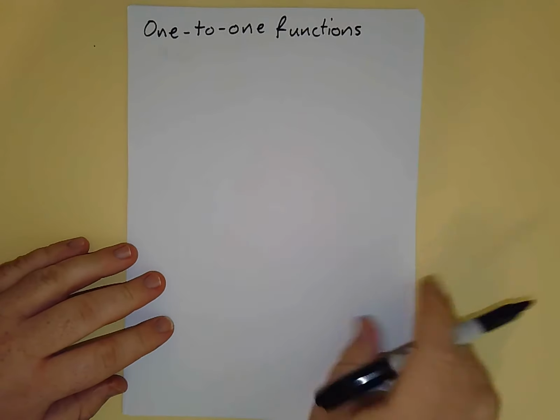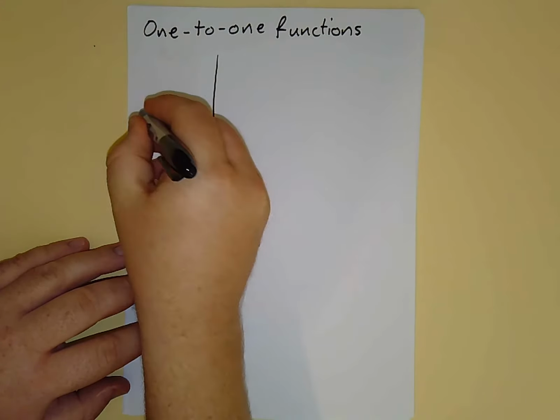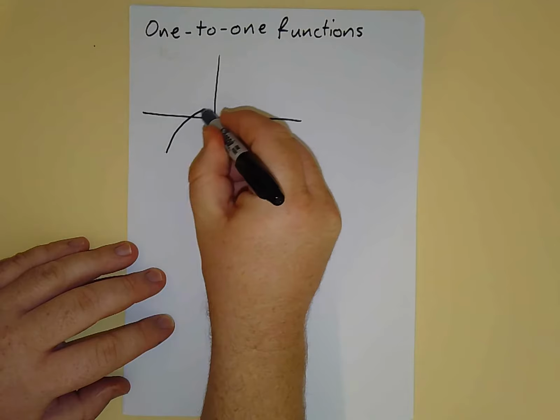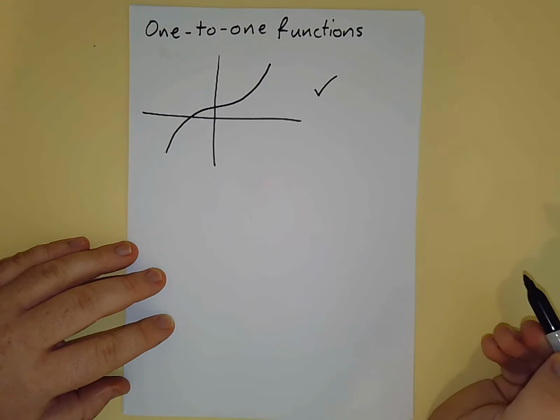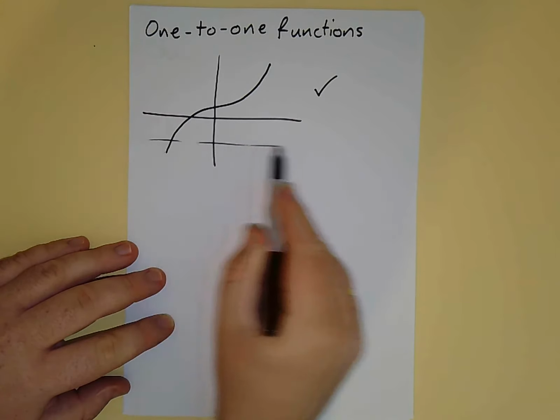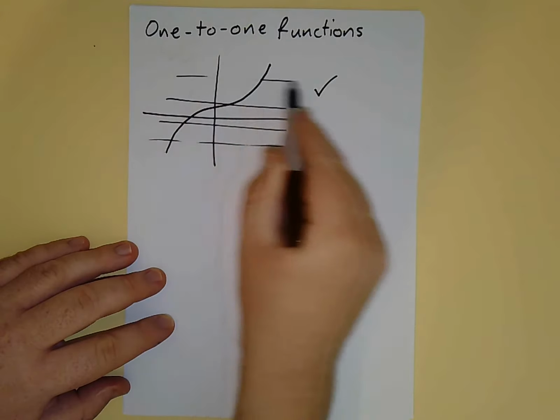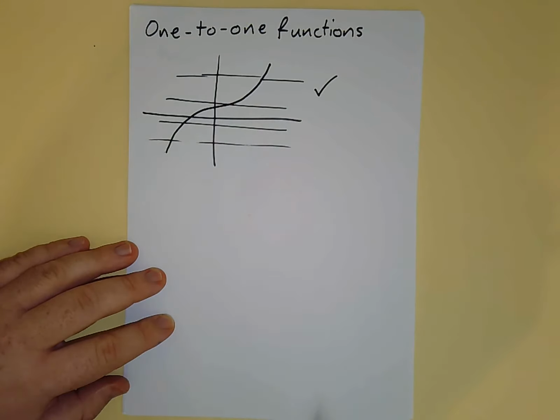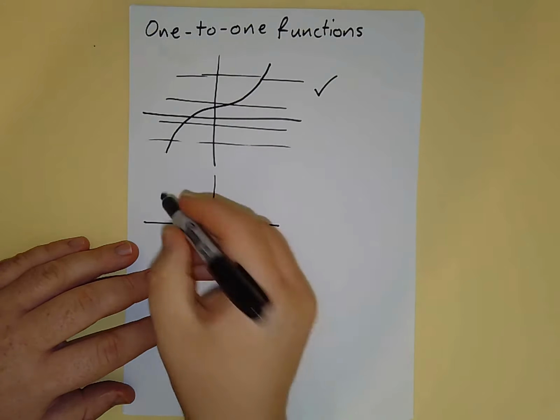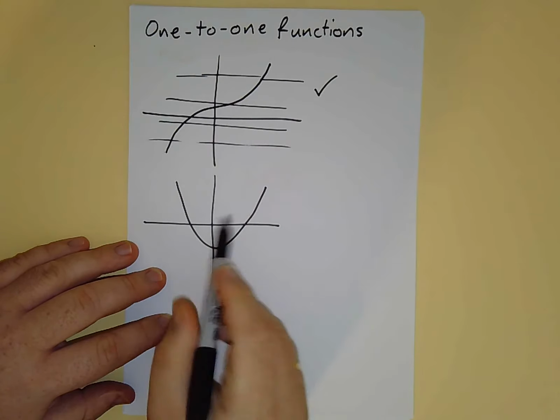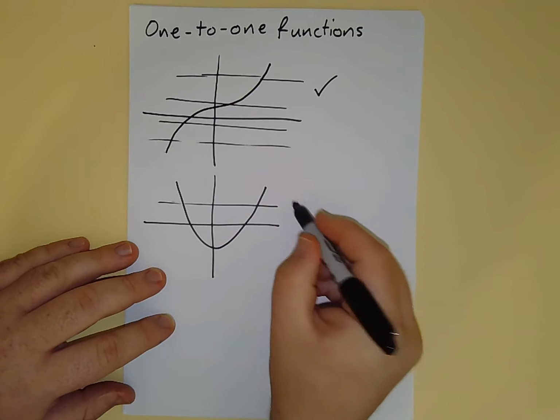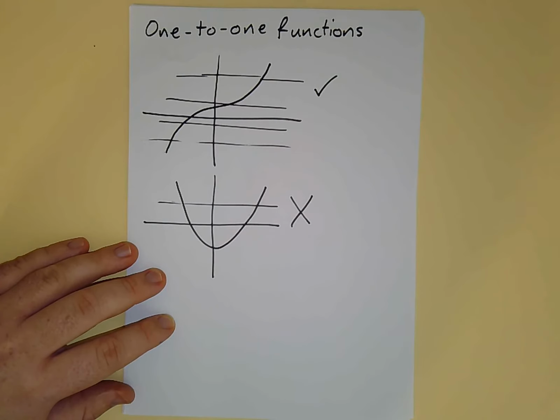So we're talking about functions that, when we draw them, not only do they not cross any vertical line twice, but they also don't cross any horizontal line twice. So that one there would be a one-to-one function, because any horizontal line I draw only crosses it once. Whereas if I had a function like a parabola, then there are lots of lines I could draw through this, like that one. That would mean that that's not a one-to-one function.